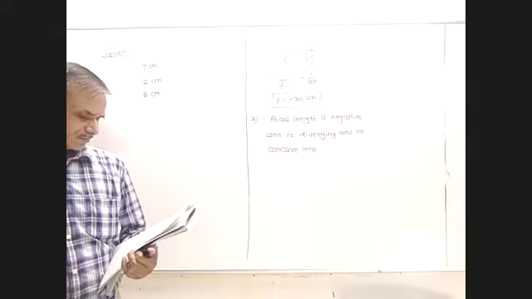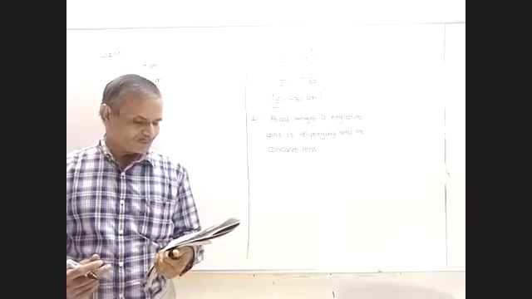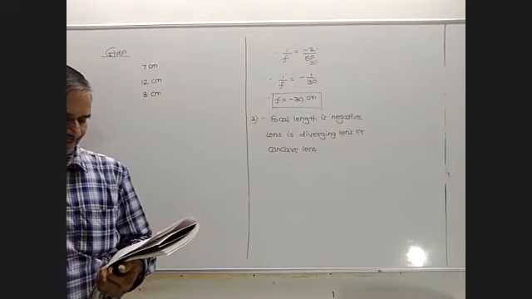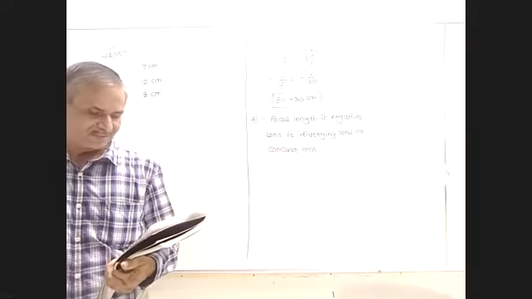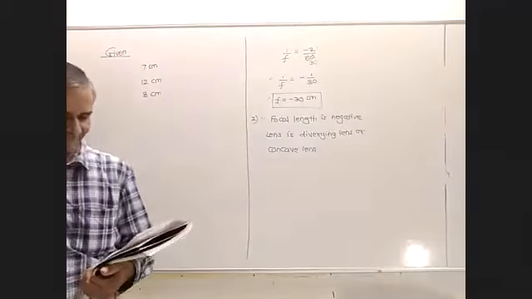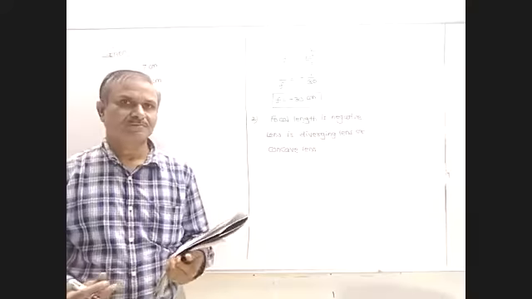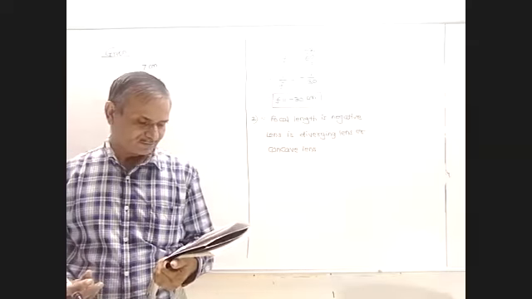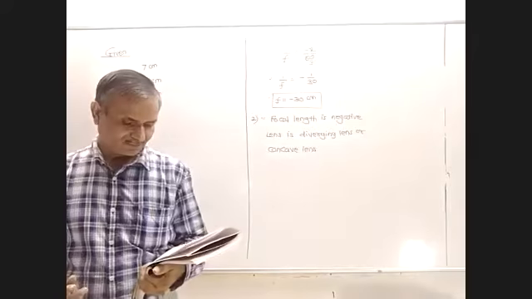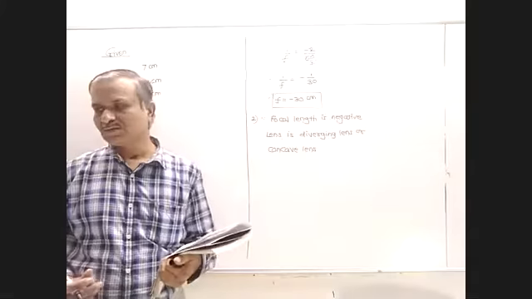Can you please repeat the question? Yes. If an object of 7 centimeter height is placed at a distance of 12 centimeter from a convex lens of focal length 8 centimeter, find position, nature, and height of image.